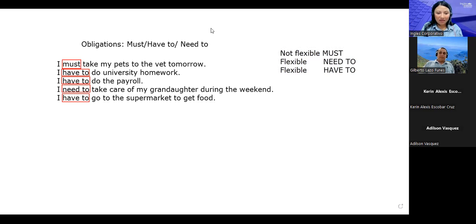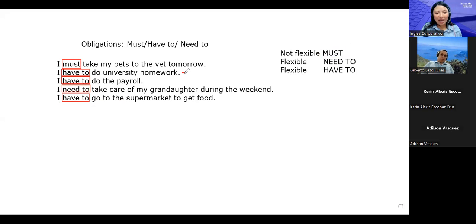Por eso es que si yo digo I have to go to the supermarket to get food, si la redacto con have to, no es obligación. Sí, es muy, muy flexible. Ya si yo digo, I must go to the supermarket, eso sí es obligación. No puedo dejar de hacer esta actividad. Probably is the only day that I have to go to the supermarket. That's why I must go.